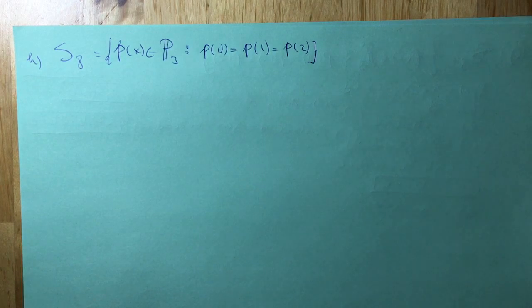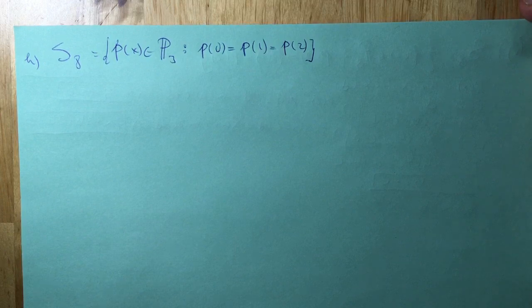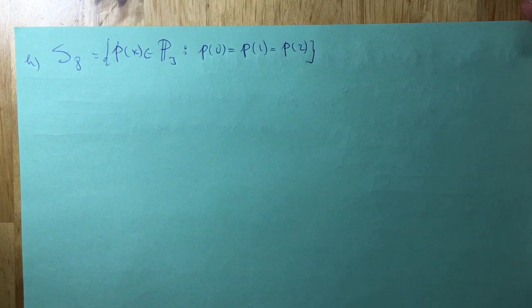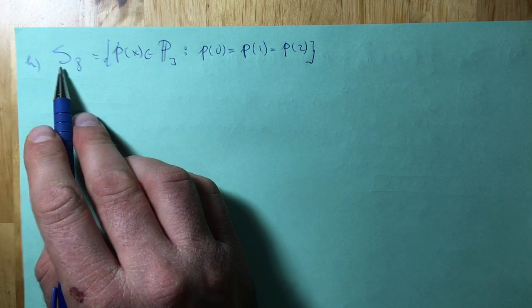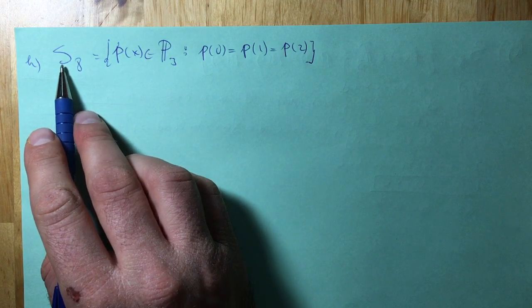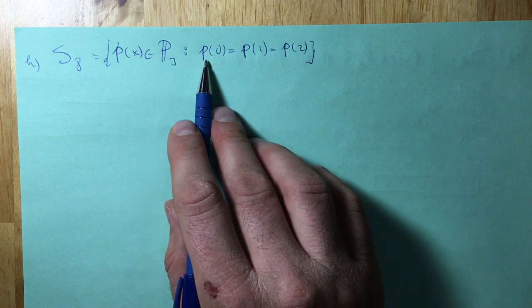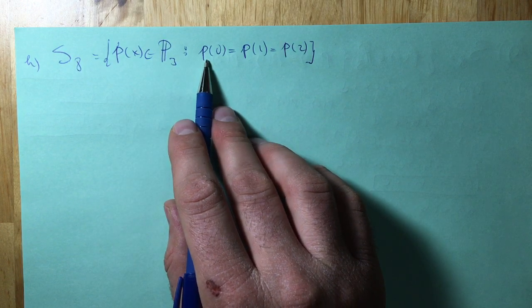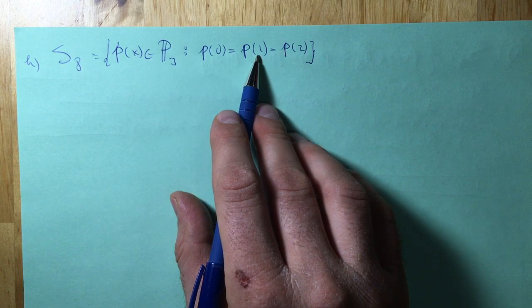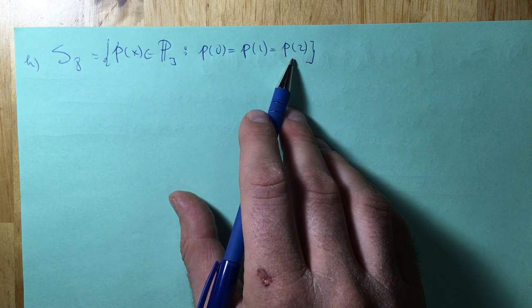This is the second part of the solutions for the problem set about vector spaces. We're dealing with the set S8 that consists of cubic polynomials for which P of the polynomial evaluated at 0 is equal to the polynomial evaluated at 1 equals the polynomial evaluated at 2.